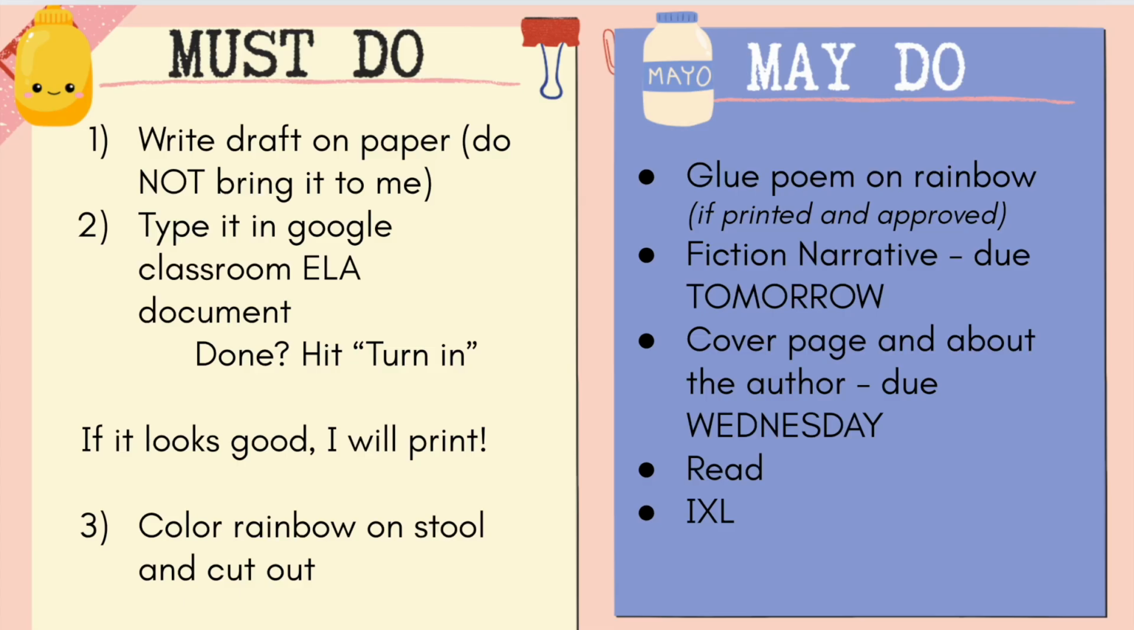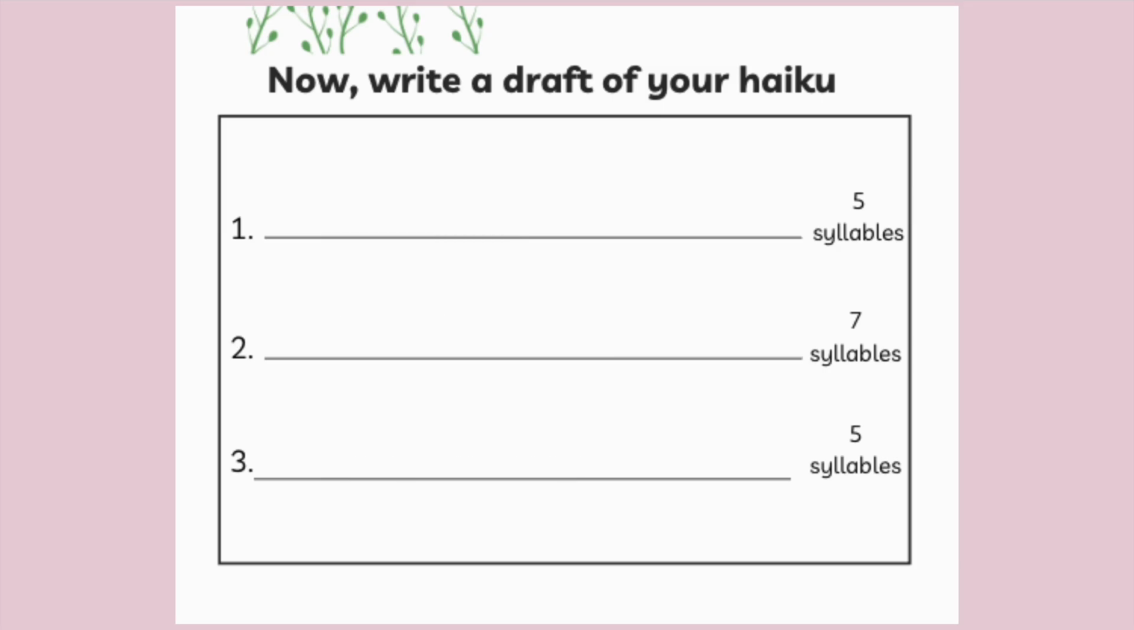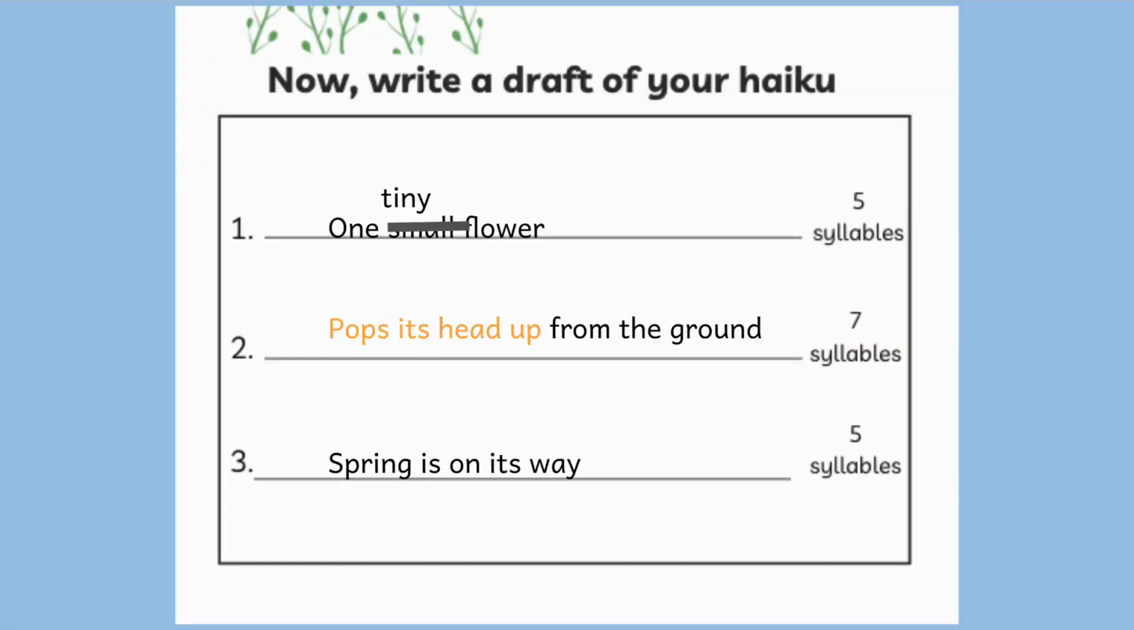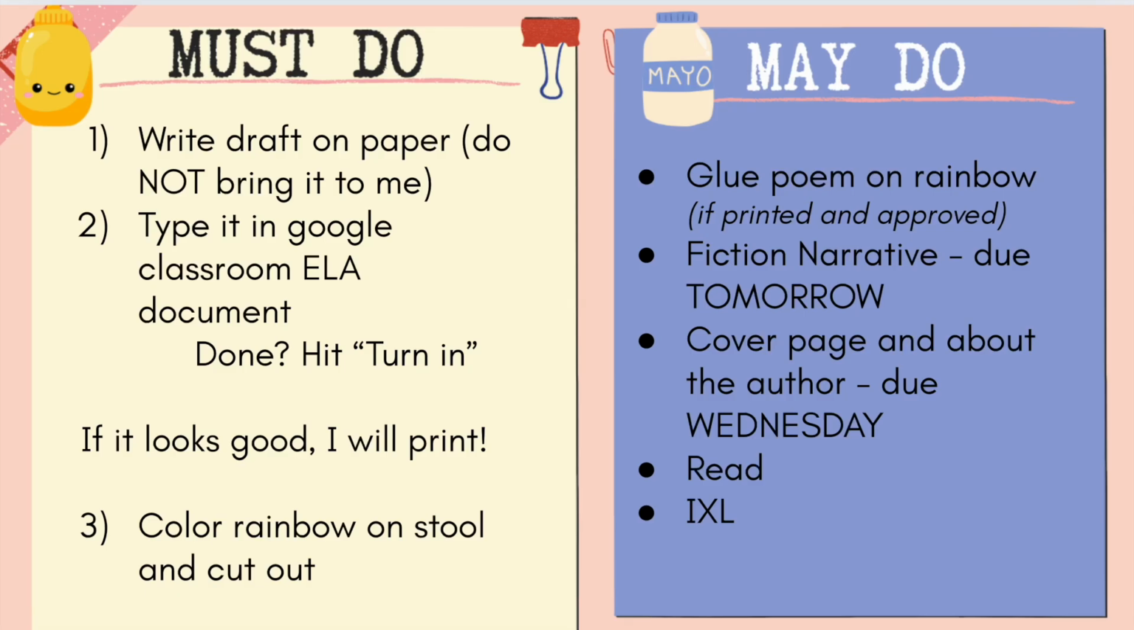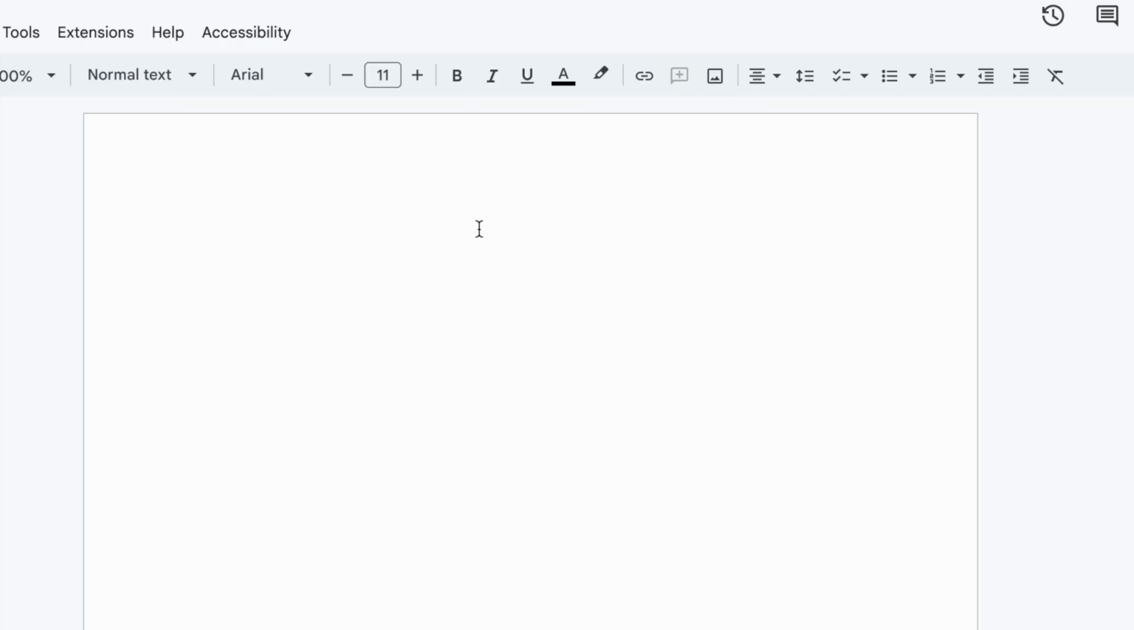Here are your must-do, may-dos. Must-do, you need to write your draft on the paper that you were given here. And then you are going to type it in Google Classroom ELA document. Now, when you open up the document, it is important to note that it is already centered for you. You want to keep it centered right here. And you want to think of a title for your poem. So I'm going to say, now any title you want to bold.